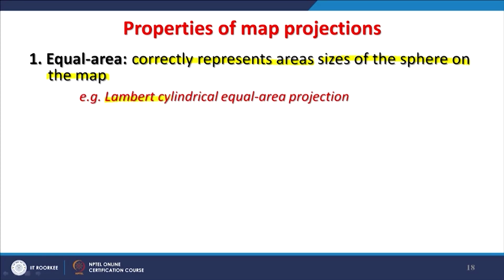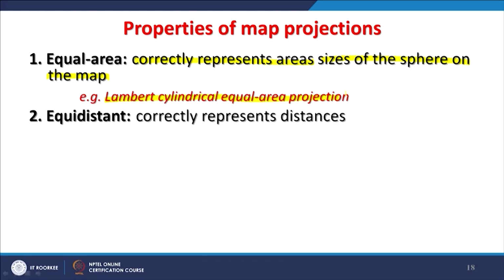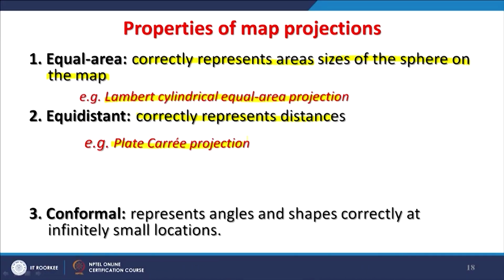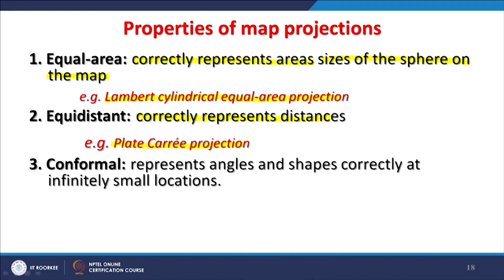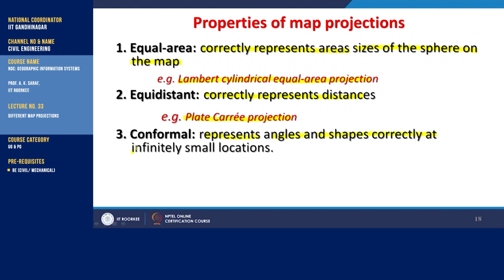For example, the Lambert cylindrical equal area projection is specifically designed for this equal area concept. Then there are equidistant projections, where the distances are correctly represented. An example is the plate carrée projection, which we do not use in India; the Survey of India does not use these projections. And then the conformal projection represents the angles and shapes correctly at infinitely small locations. There we also have the Mercator projections, and again the UTM projection is an equal area Mercator projection.